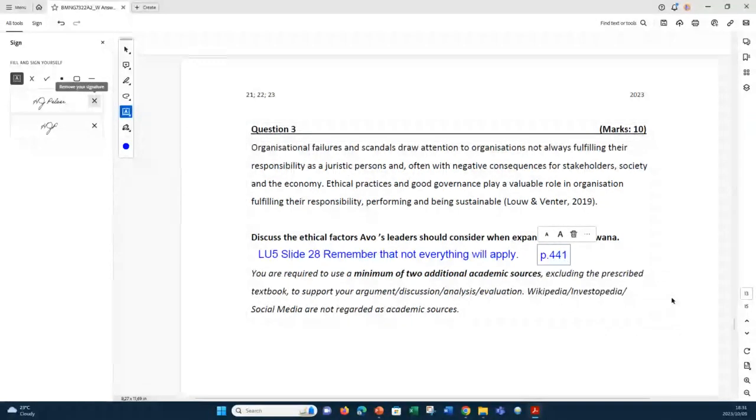Key to remember there is we are going into a different country and the ethical factors that we need to consider when going into Botswana. So it has to do with standards and morals and values within the country. Remember, this is part of a global process.